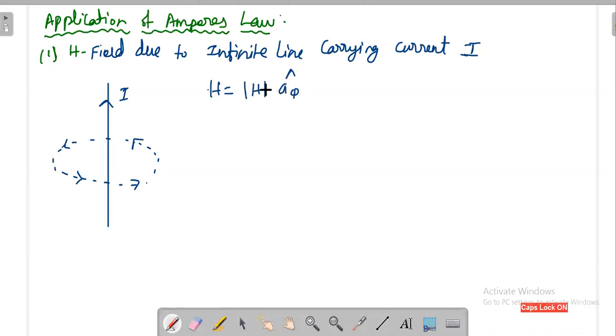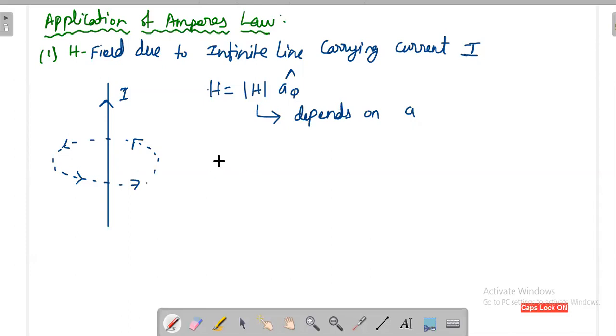But one thing you know is that your mod H, your magnetic field value, depends on how far you are. If your imaginary circle is larger, if the radius is large, definitely your magnetic field will reduce. As the radius of the imaginary circle increases, the magnetic field reduces. So the magnetic field depends on the radius a.